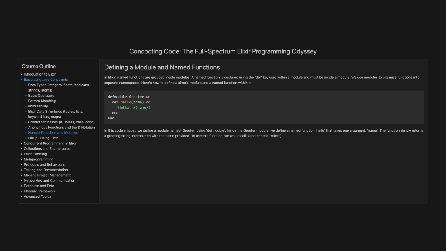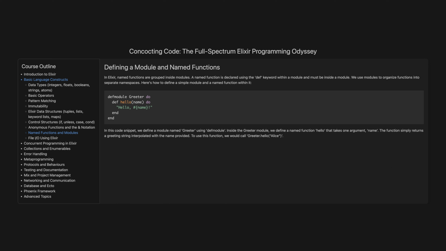Named functions and modules. In Elixir, named functions are grouped inside modules. A named function is declared using the def keyword within a module and must be inside a module. We use modules to organize functions into separate namespaces. Here's how to define a simple module and a named function within it.